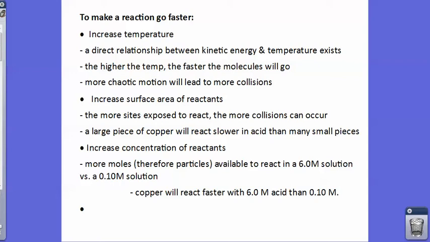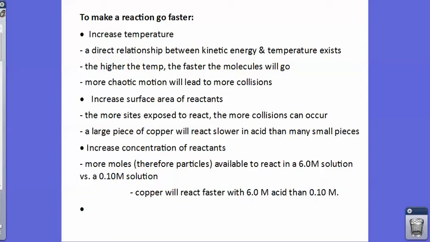The second thing, we can increase the surface area of our reactants. The more sites we have exposed to react, the more collisions can occur. If you have a piece of copper versus many small pieces, that large piece can only react with the outside. The smaller pieces have more surface area, allowing for more reaction.